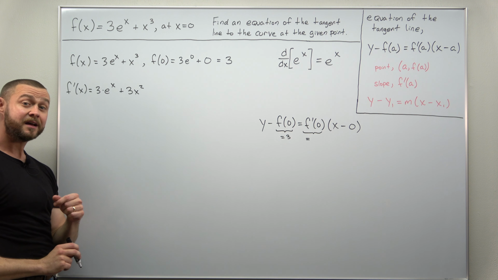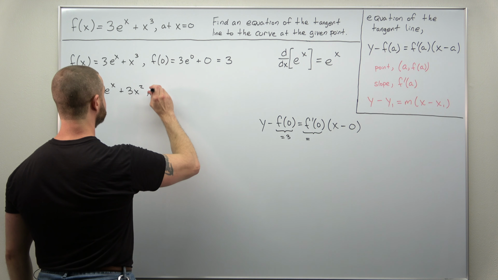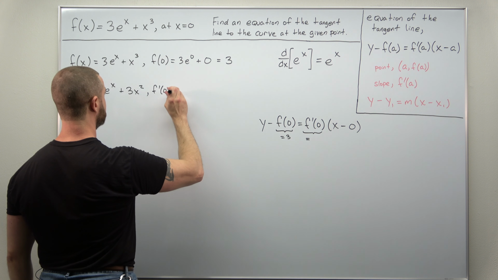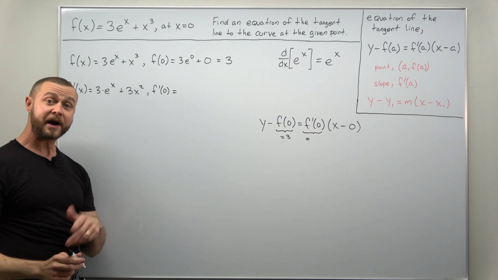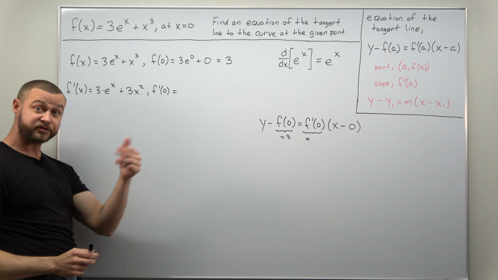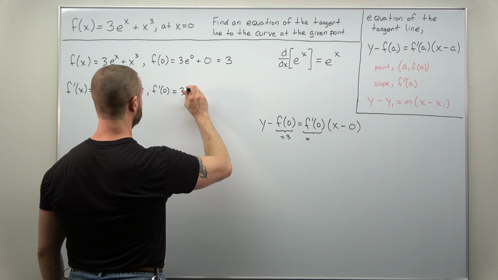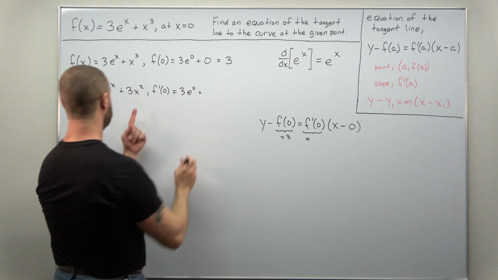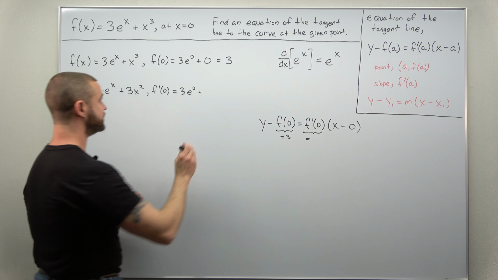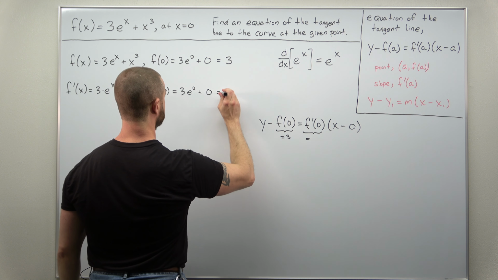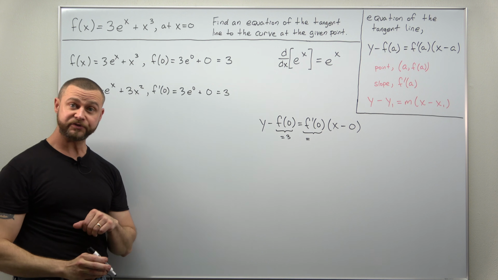All right, we just need to plug in x equals 0 to that to give us the slope of the tangent line at the point where x equals 0. And it's practically the same calculation as above. We get 3 times e to the 0. But now 3x squared, that also evaluates to 0. So we get the slope of our tangent line also as 3.